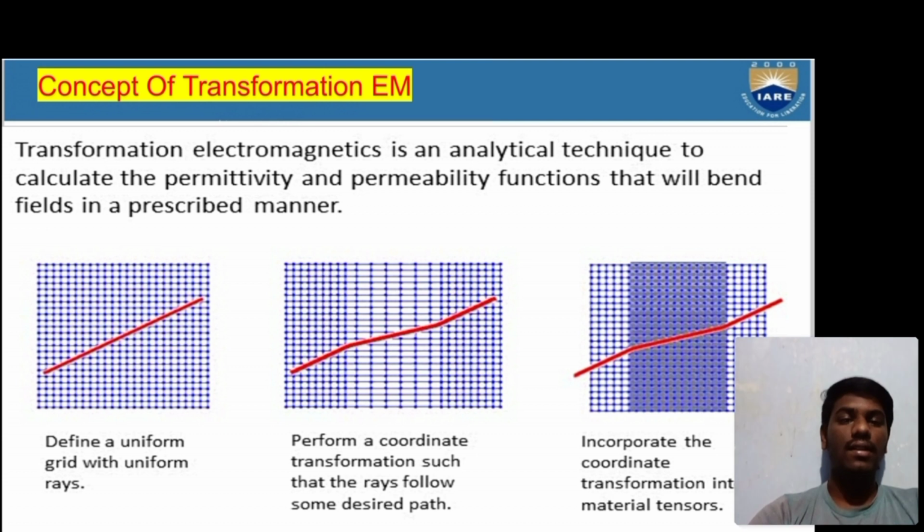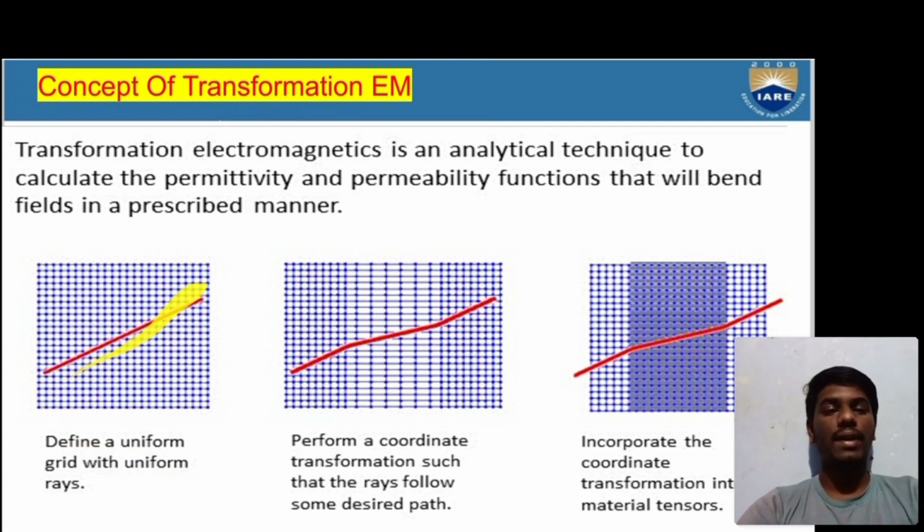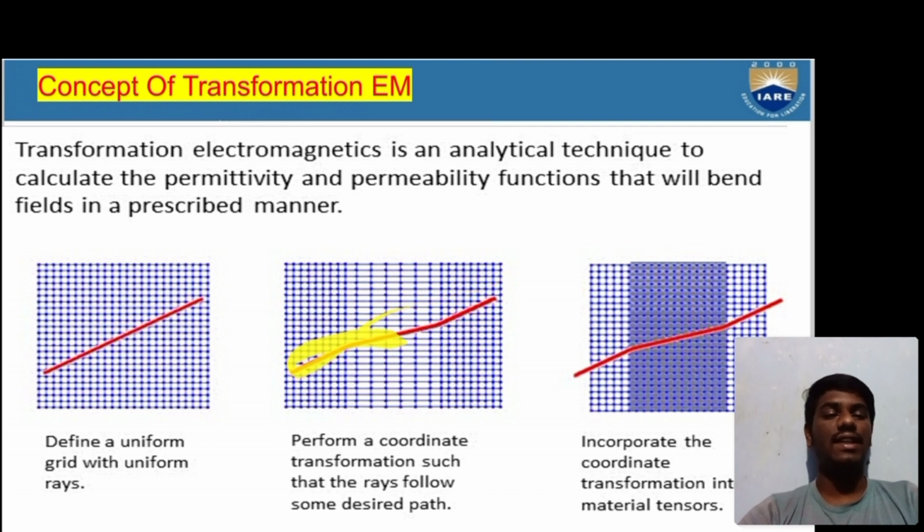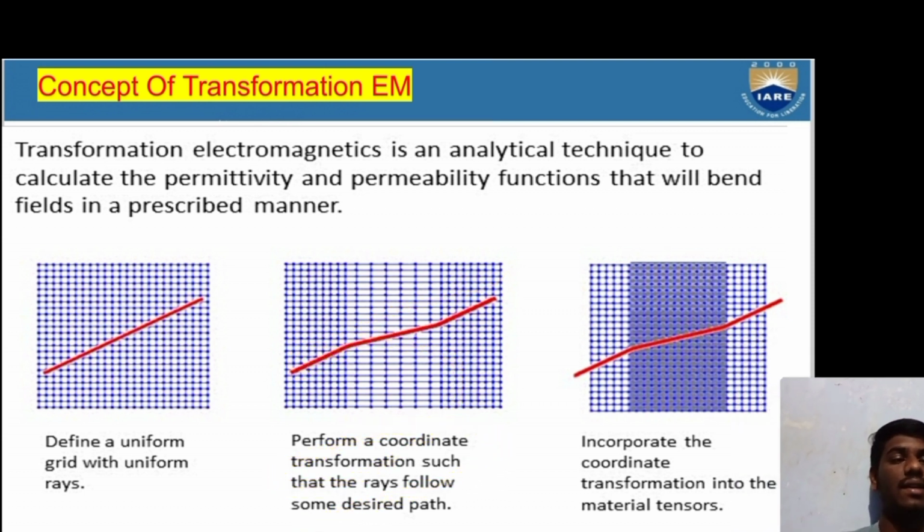See the first graph. This graph defines a uniform grid with uniform rays. There is no bending. While coming to the second graph, this graph performs a coordinate transformation such that the rays follow some desired path. In this graph, the rays are following a desired path.